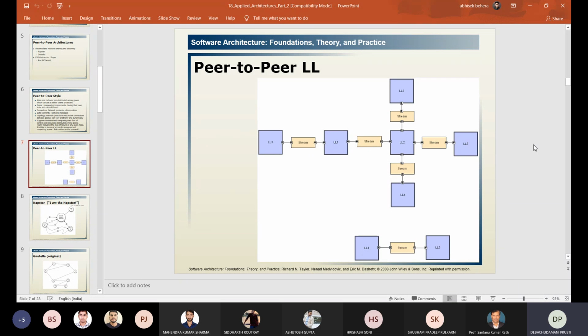How they are connected. The blue components are lunar lander 1, lunar lander 2, lunar lander 3, 4, 5. These are some components. They are connected through some connectors, and those connectors are the network protocols. Here we are using the stream connectors. At the lower part you can see we are connecting lunar lander 1 to lunar lander 5, LL1 to LL5, with a stream connector.